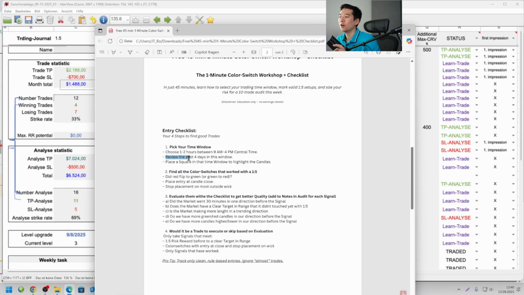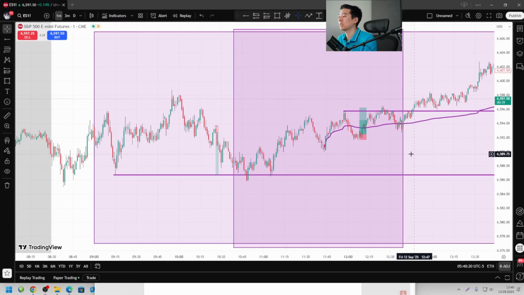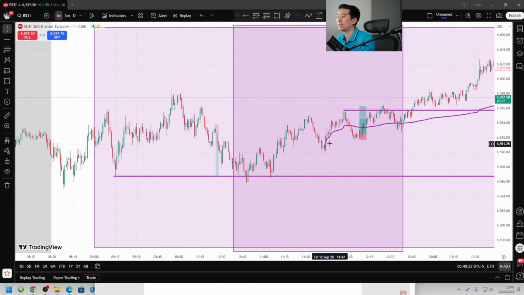Step number 1, review the past 4 days in this window. That means you place a square in the time window to highlight candles. You want to find all the color switches that worked with a 1 to 5. Almost every video that I do shows exactly the same steps, and the main reason is because this is my main money-making activity.